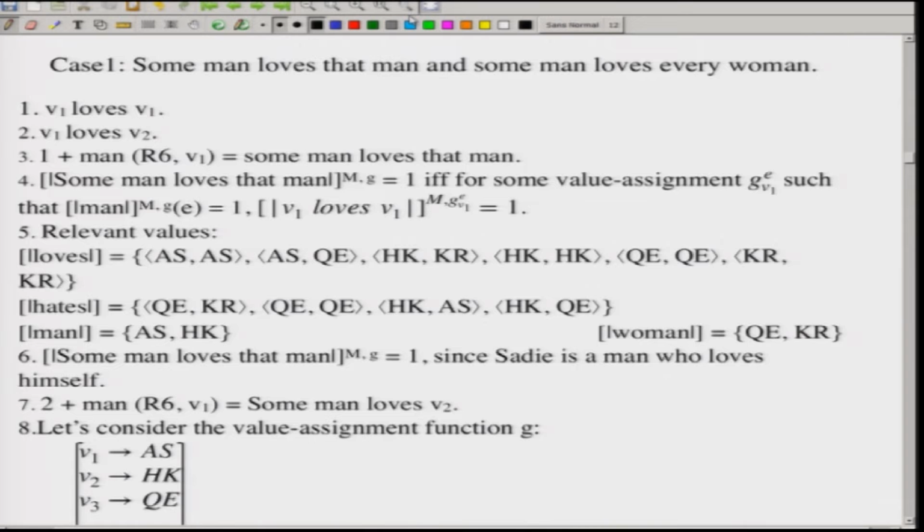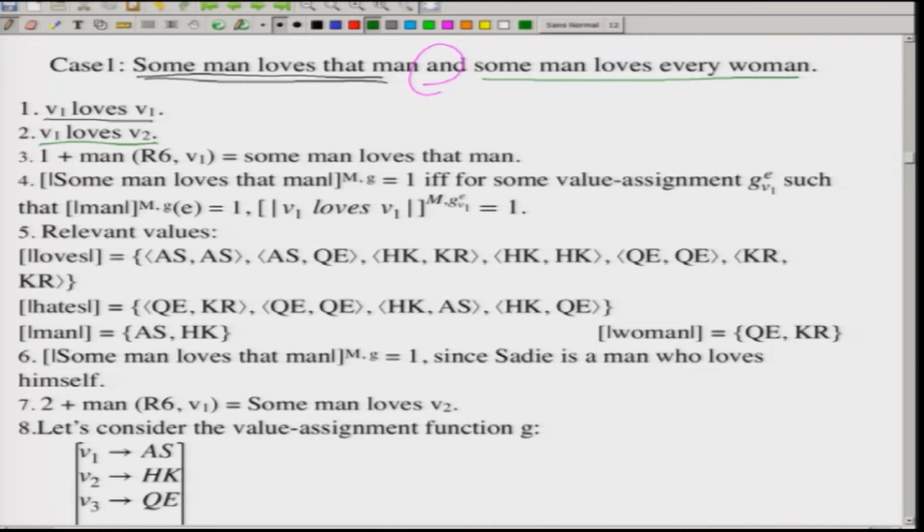Now, yes, we get back to the first sentence, which was some man loves that man and some man loves every woman. Rules 1 and 2 apply, and they are glued by this conj. That is the reason we need to compute these two statements separately. First we are doing this one, which is actually this statement, and secondly we will do this one.